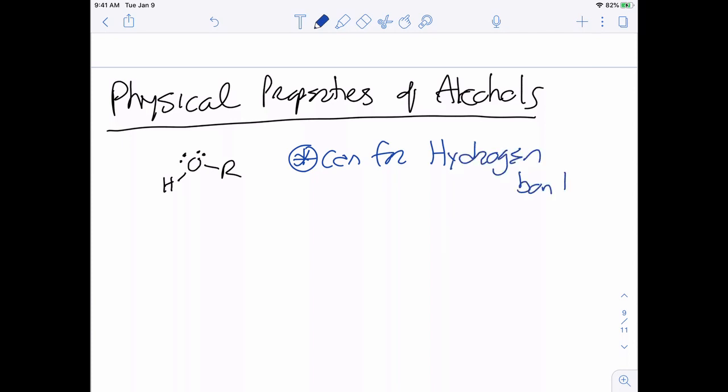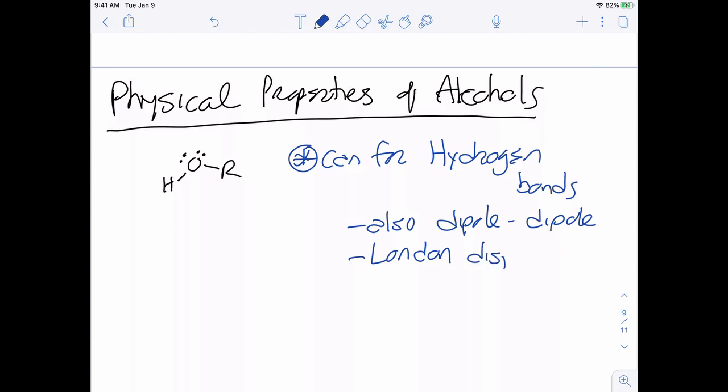It's also polar, so also dipole-dipole. Remember, polar molecules can form dipole-dipole interactions between them, so the partial positive end of one molecule is attracted to the partial negative end of a neighboring molecule, and vice versa. And then also they do have electrons, and those electrons are moving, and at any given point can be arranged unsymmetrically, so they do have London dispersion forces.